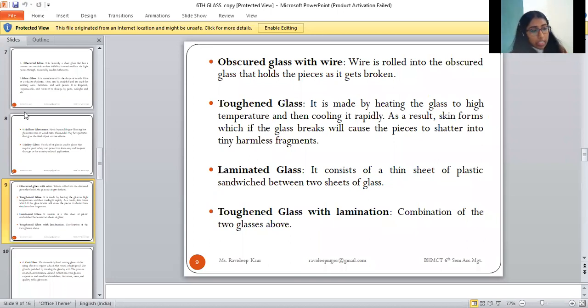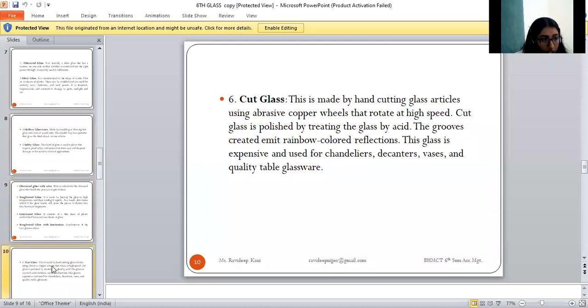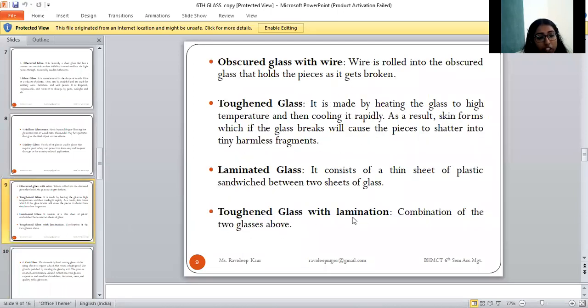Then we have laminated glass. It consists of a thin sheet of plastic sandwiched between two sheets of glass. So laminated glass is the type which has a very thin plastic layer. Then we have toughened glass with lamination. This is a combination of classic toughened glass and lamination, and this combination is also used to make glass.